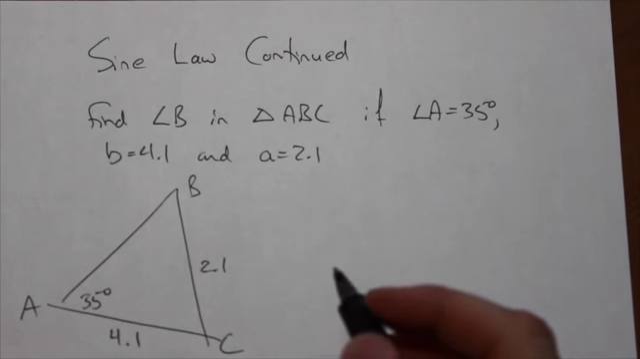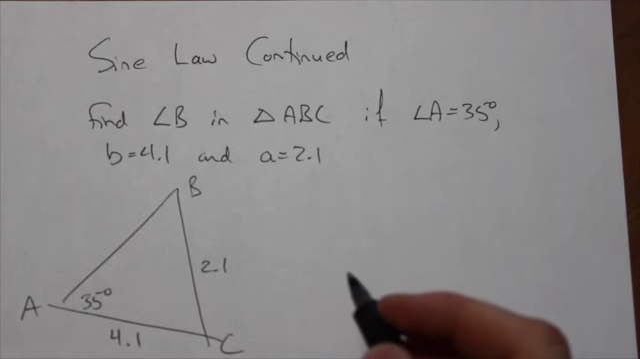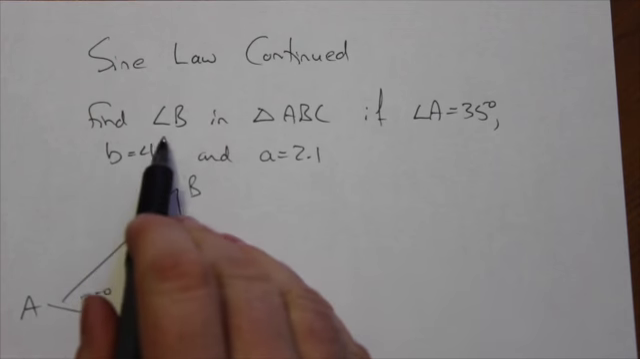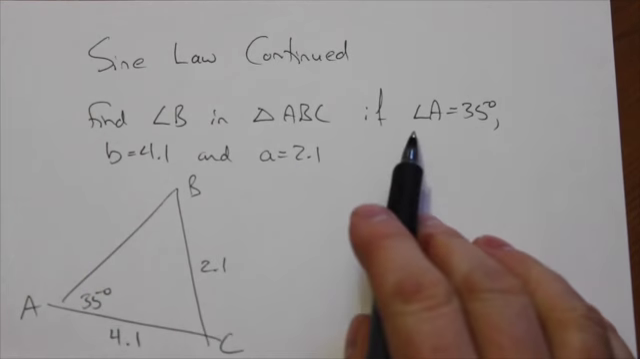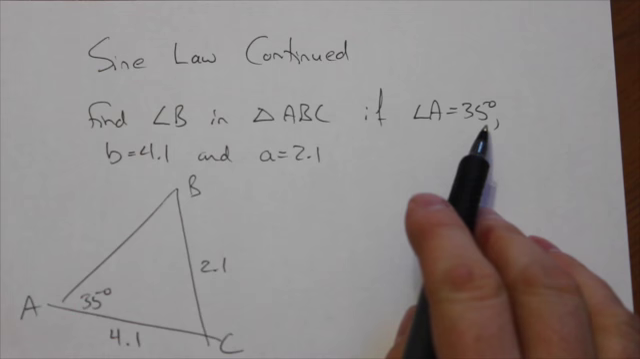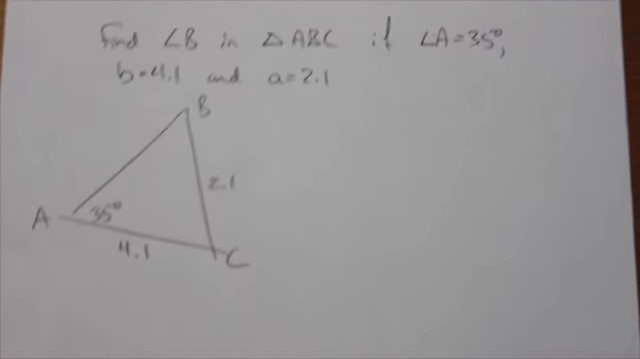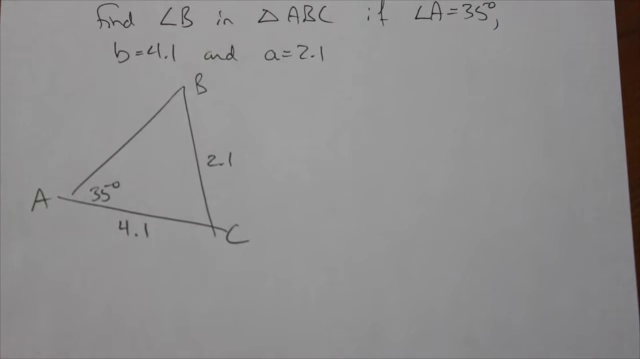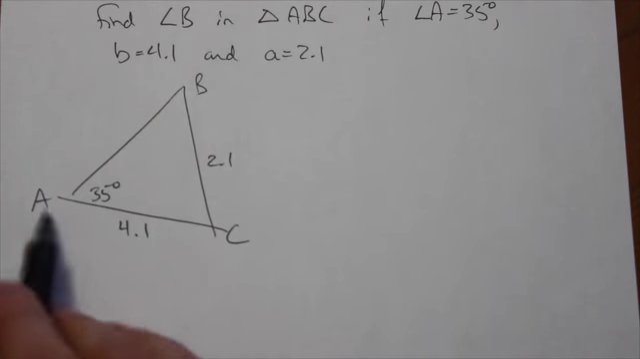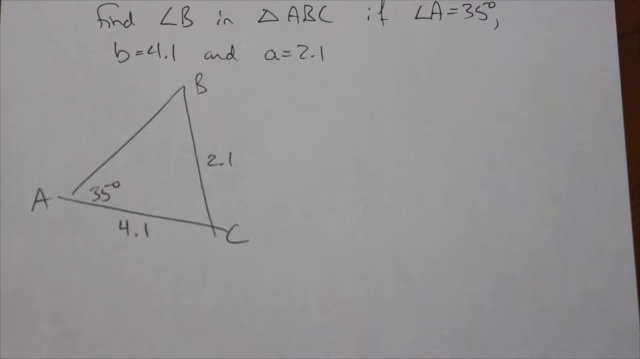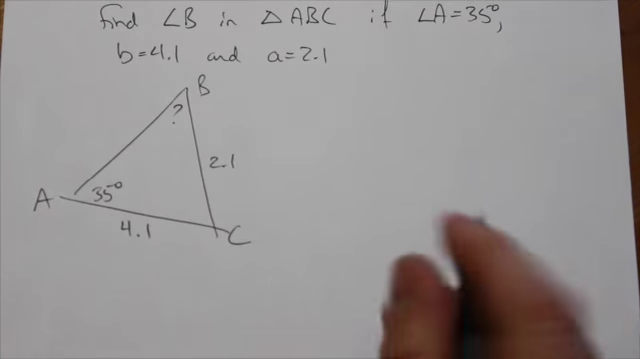Okay, everyone, we're going to have another look at the use of the sine law to find an angle. So in this case, we're going to find angle B in triangle ABC, given that angle A is 35 degrees, little b is 4.1, and little a is 2.1. Based on how we know we're supposed to label these triangles, this is what it's going to look like here, and I'm looking for angle B.